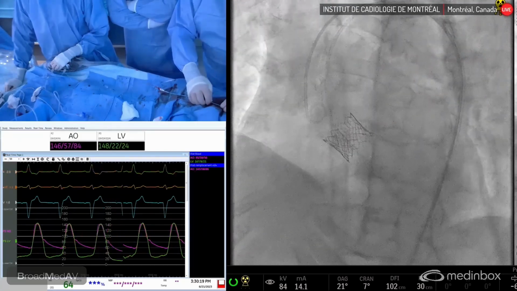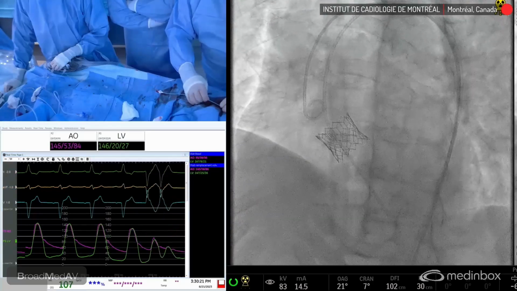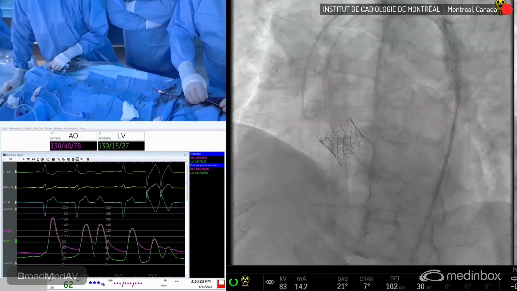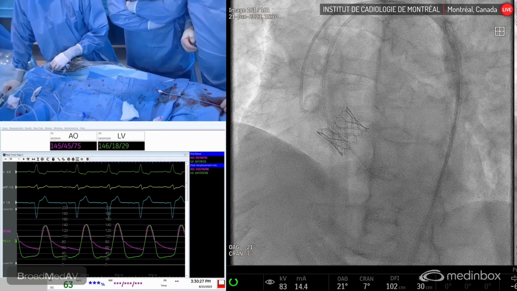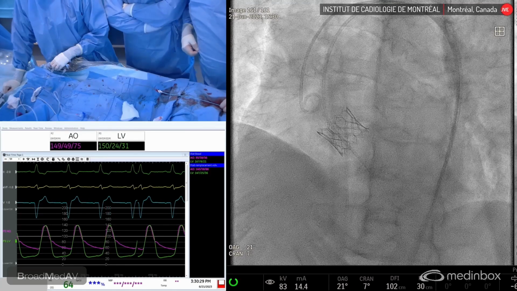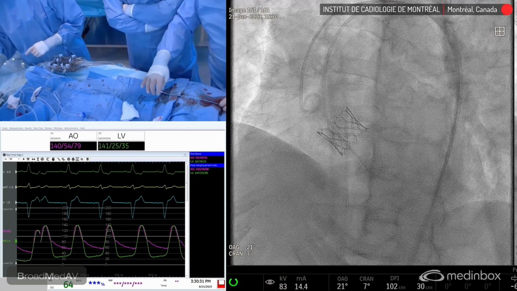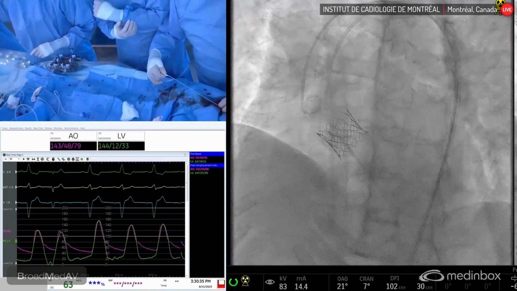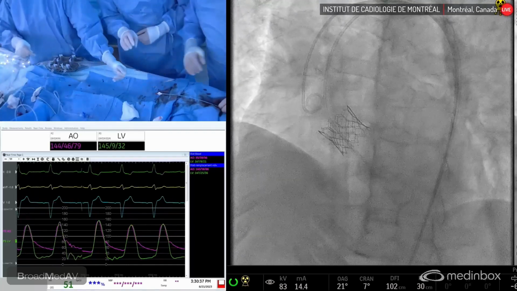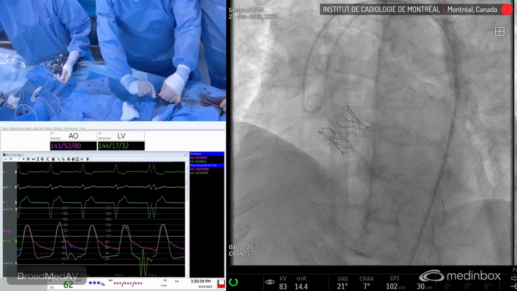She's got a good diastolic separation, which suggests she doesn't have much in the way of aortic insufficiency. But this end diastolic is high. End diastolic has gone up, yeah, from 21 to 36. What we're going to do is bring that pigtail out. Perfect. So she's got a gradient of 2. We're going to take this out and do an aortogram.